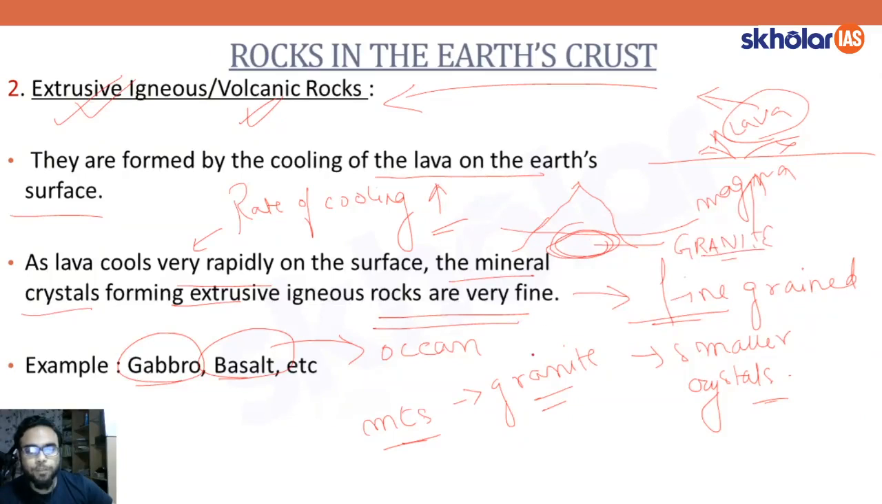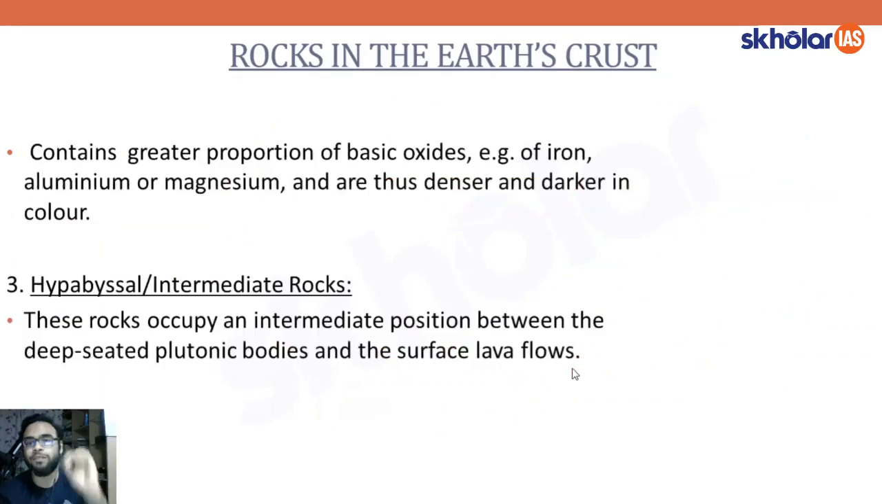Fine. So the core of the mountains is granitic in origin. Next point, the volcanic rocks contain a greater proportion of basic oxides, for example iron, aluminium and magnesium, and thus are denser and darker in color.